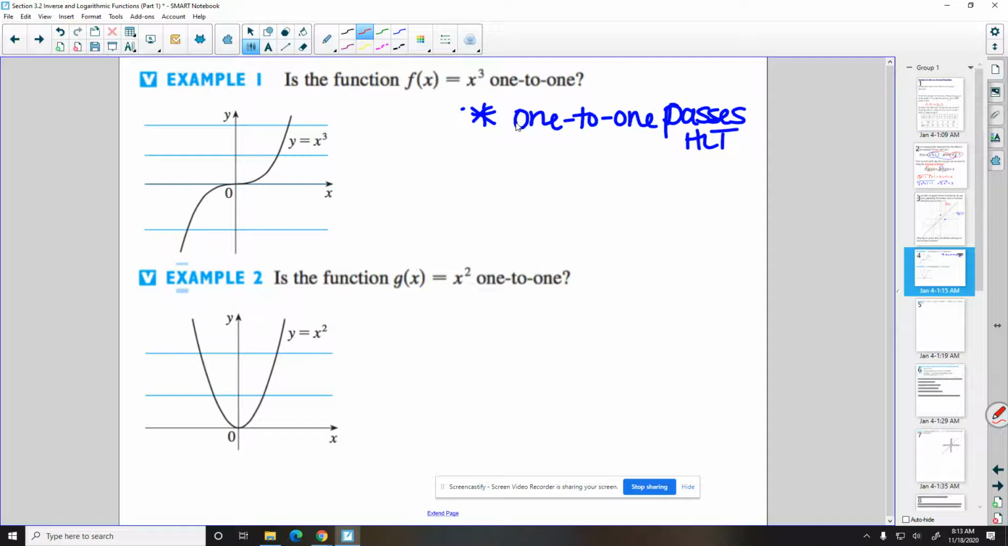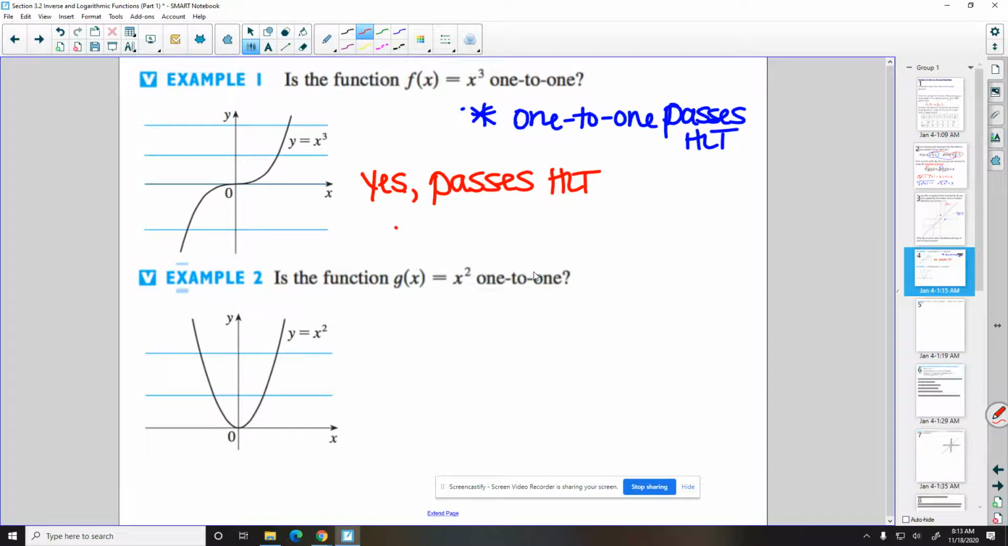Like example number 1, if I draw a horizontal line at any point through this graph, it's only going to intersect the graph at one point, which means it will pass the horizontal line test. So is this function 1-to-1? Yes, because it passes the horizontal line test. Okay, which means it has an inverse. Okay, that's the whole point of that.